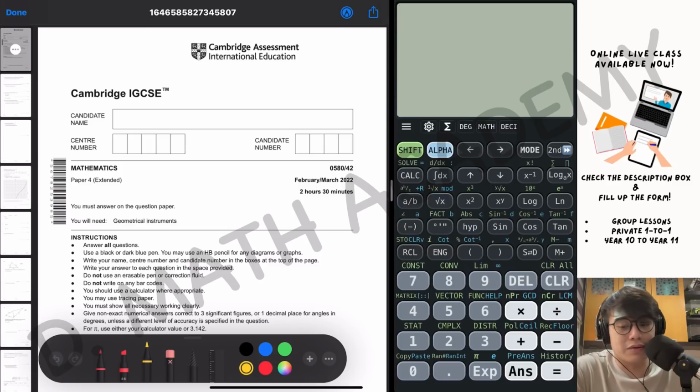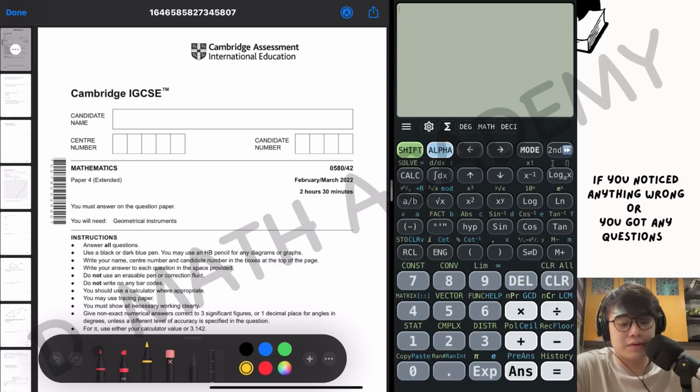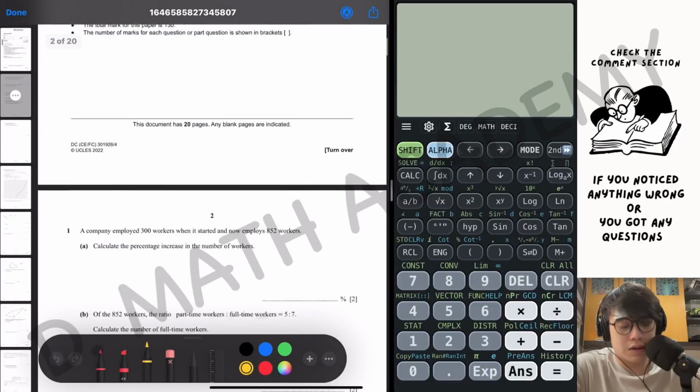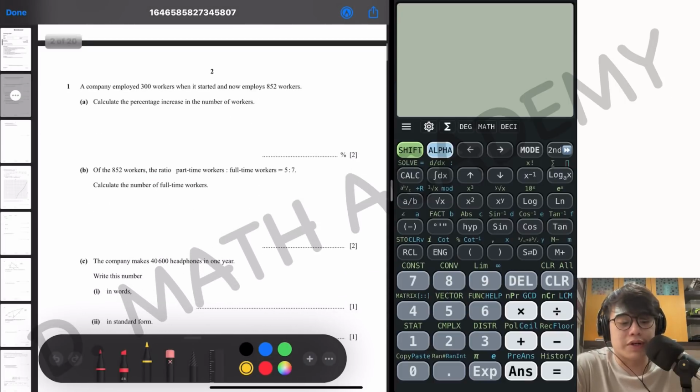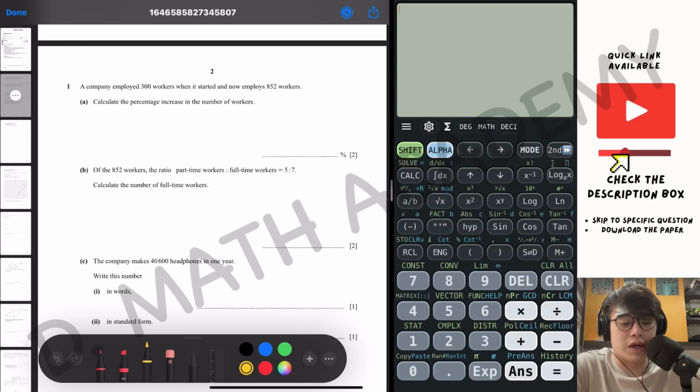Okay, so that's all. Let's get started with our paper here. A company employed 300 workers when it started and now employs 852. Find the percentage increase.